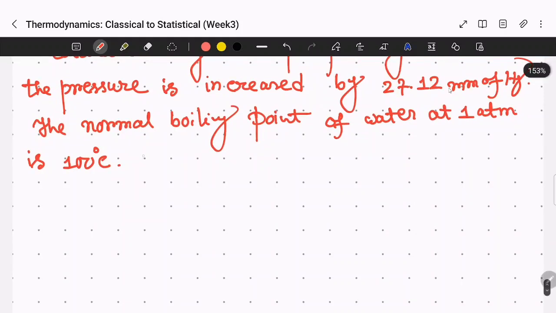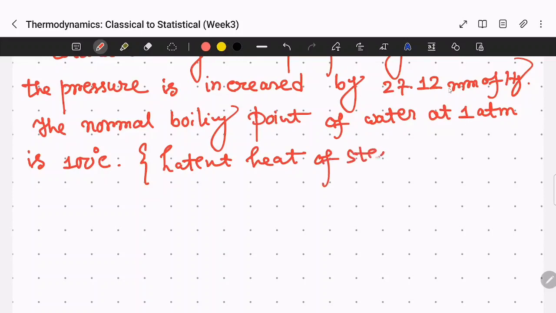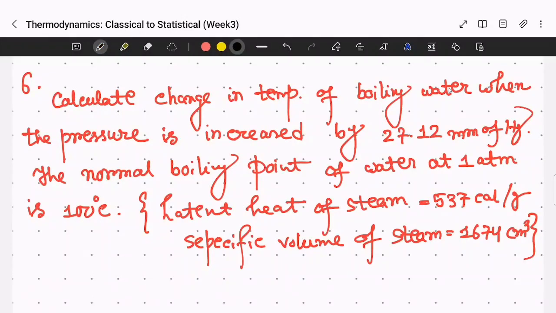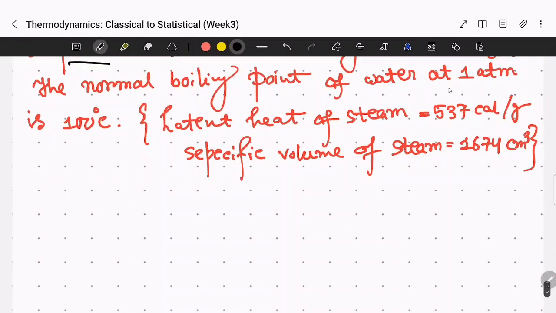What is given? Given that latent heat of steam, this is also what we know, and the specific volume of steam, that is also given. So this information we know. Now we have to calculate the change in temperature of boiling water, meaning del T. When the pressure is increased, that means del T by del P. So we have to just find del T by del P, then identify the del T. That is important here.